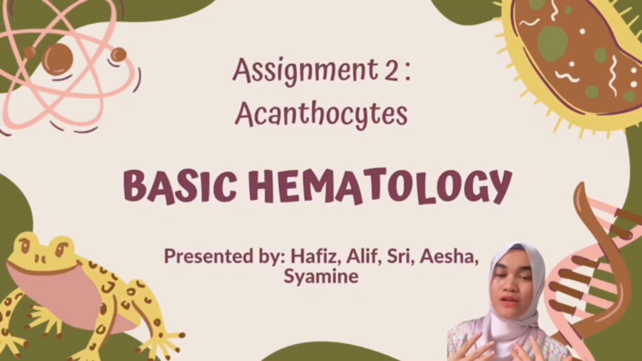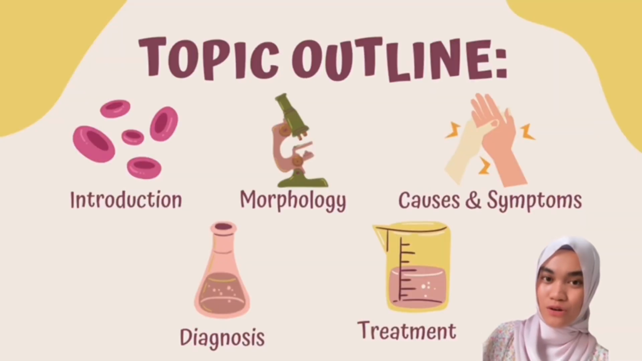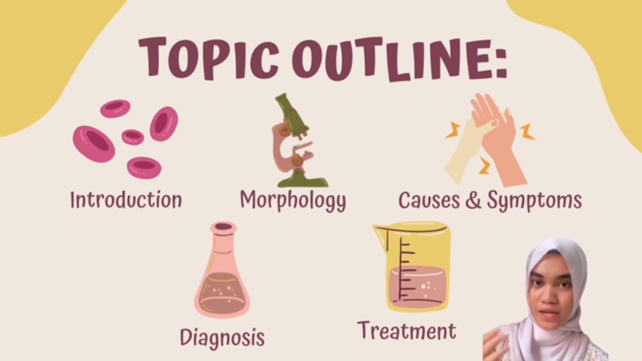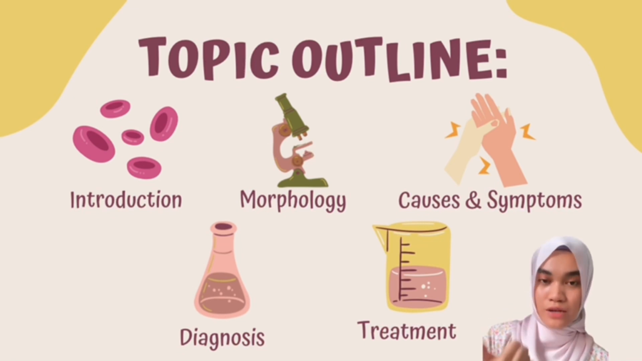Everyone, today my group and I are going to present one of the red blood cell abnormalities, which is acanthocyte. For the topic outline, my group members will explain the introduction, the morphology, the causes and the symptoms of the related disease, the diagnosis, and how to treat them.